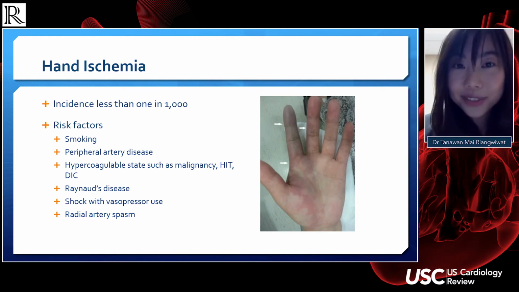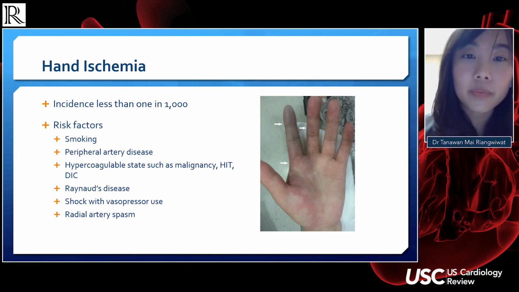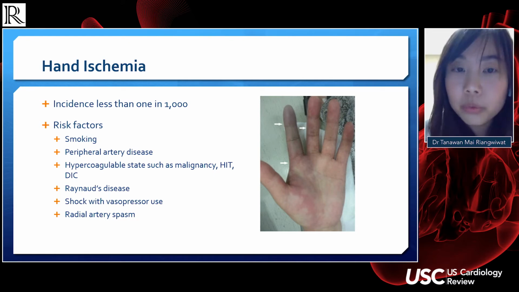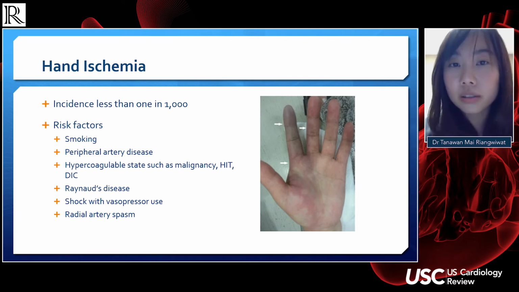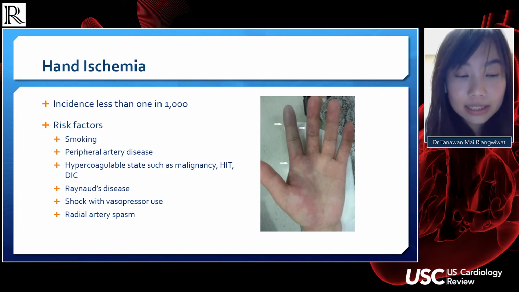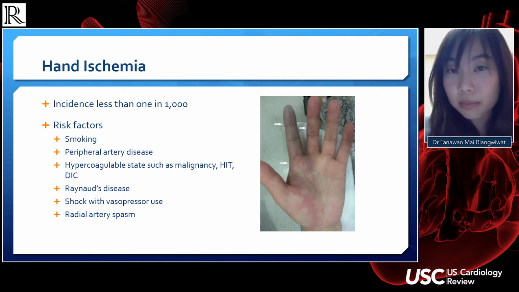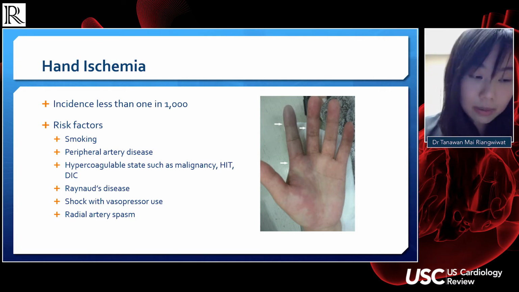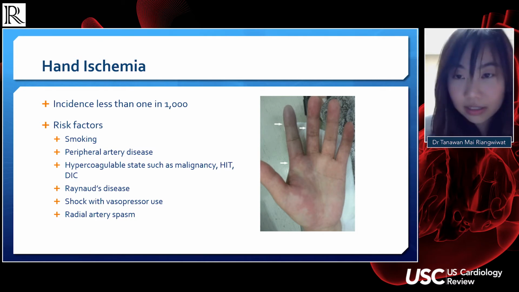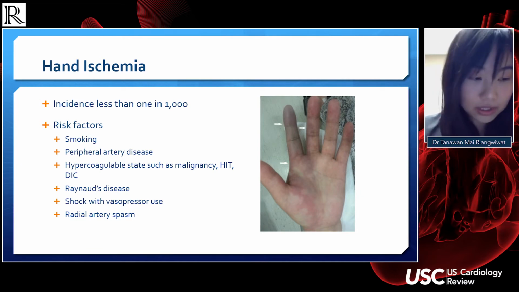And the last complication for today is hand ischemia. The incidence is also rare, and the risk factors listed here came from all radial artery cannulations, not only for cardiac catheterizations. They are usually common risk factors that we know about, like smoking, peripheral arterial disease, Raynaud, and radial artery spasm. Usually the patient will present with a dusky appearance in the hand, as you can see in the picture.